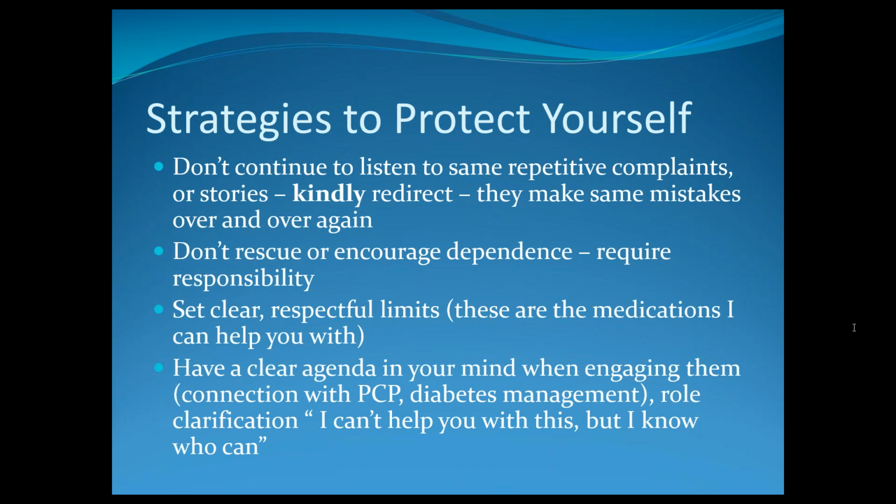If you get drawn into the quagmire of all their complaints and set up an expectation that they're going to be able to lean on you for domestic violence counseling and legal advice and whatever else, that really creates a potential for, I think, some real disruption.